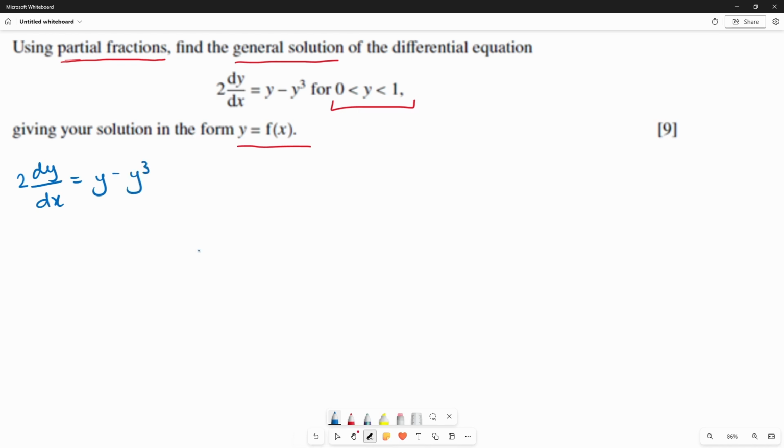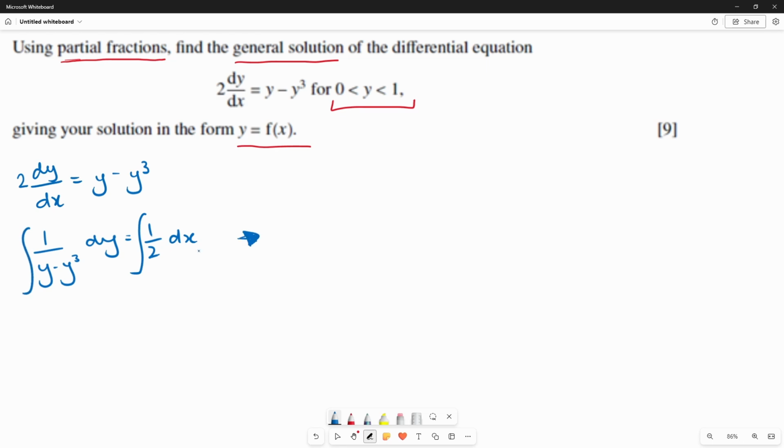Now we're going to want to move all the y variables to one side and all the x variables to the other side. So we'll divide through by y minus y cubed, and we'll divide through by the 2, and we'll multiply by dx. So we'll get something looking like this: 1 over y minus y cubed dy equals half dx. And now we of course want to get rid of the dy and the dx's, so we'll integrate both sides of the equation.